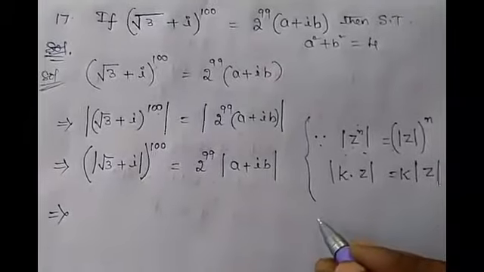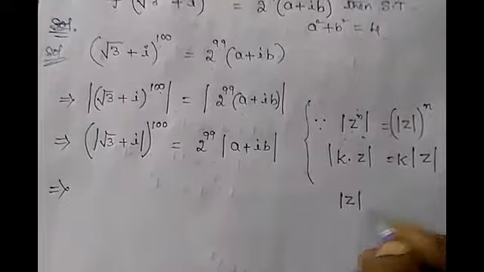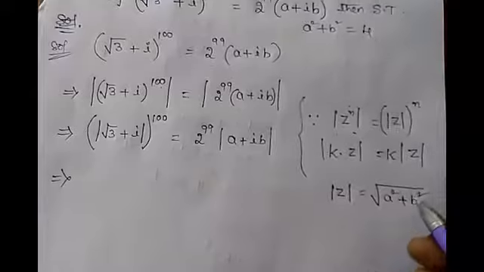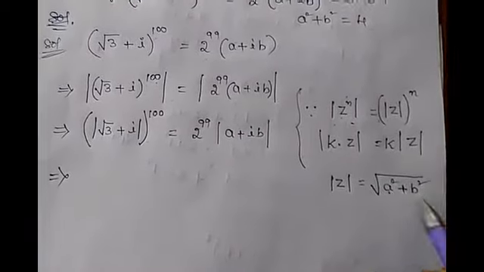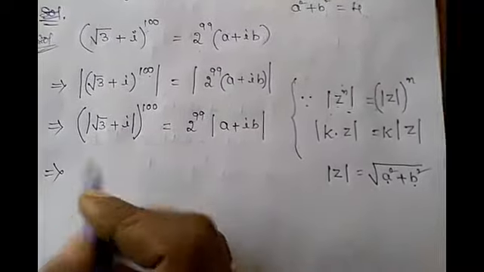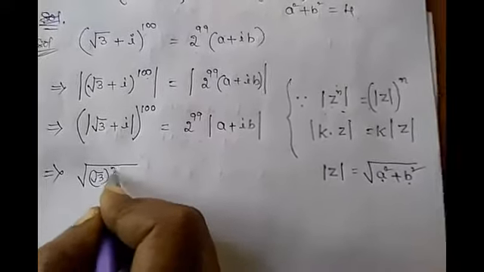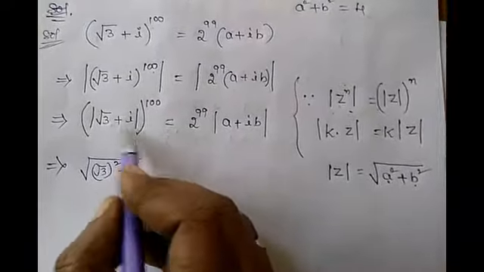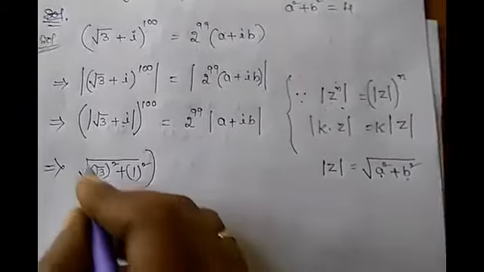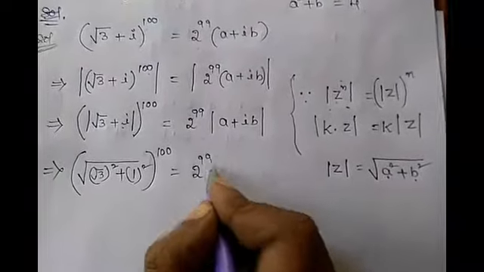Now apply the modulus formula for this complex number. What is modulus of z? Modulus of z is equal to square root of a square plus b square. a is the real part and b is the imaginary part. So here root 3 is the real part. What is the imaginary part here? 1. So (root 3 square plus 1 square) whole power 100, that is equal to 2 power 99.